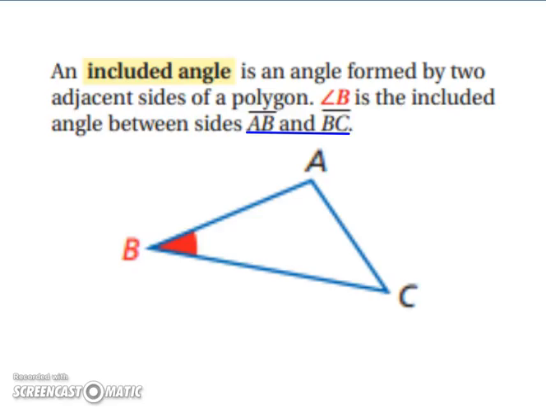For this next piece, we're going to need to know what an included angle is. An included angle is an angle formed by two adjacent sides of a polygon. So angle B is the included angle between AB and BC. It's the angle that's smushed between those two sides.